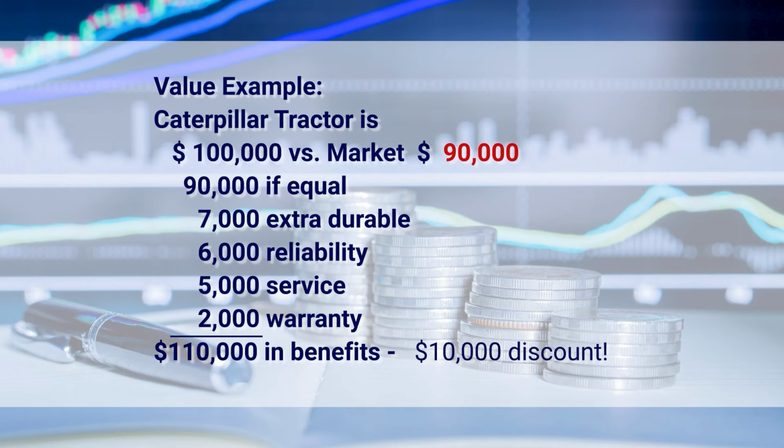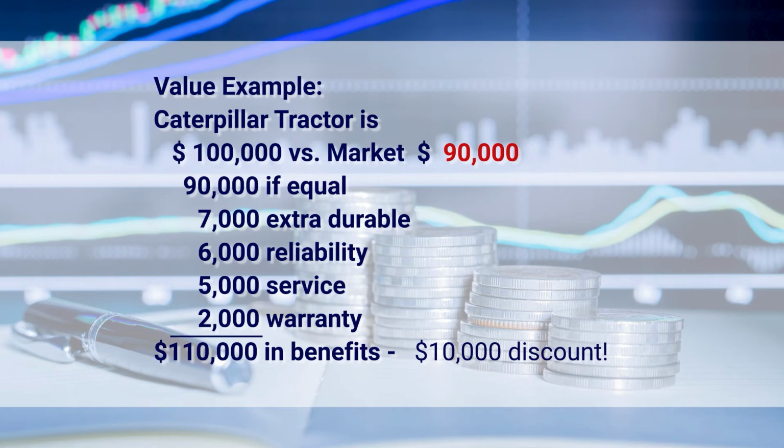So how is it more in the case of Caterpillar? Because a Caterpillar may be extra durable, so you can say that the durability is equivalent to $7,000. The reliability of Caterpillar is equivalent to $6,000. The service and warranty that you provide is also equivalent to something. Therefore, Caterpillar has to fetch a higher price because Caterpillar offers better value in the market.